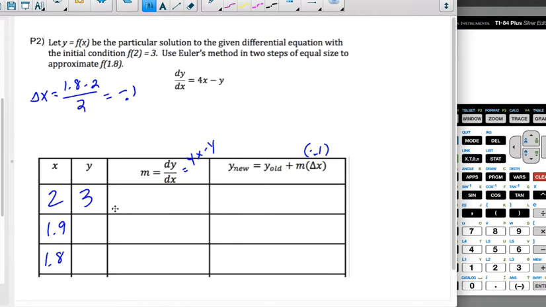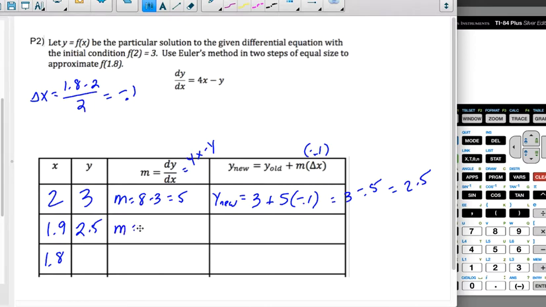So let's start by finding our slope, right? So my slope is 4x, so the slope here is going to be 8 minus 3, which is a 5. So my new y is going to be the old y, 3, plus a 5 times that negative 0.1. Well, that's a 3 minus a 0.5, which is a 2.5. Right? So my new slope is going to be 4x, right? So 4x is going to be, if this were a 2, it would be an 8, right? So this should be a 7.6. It should be 0.4 shy. So 7.6 minus 2.5 seems to be a 5.1, right?